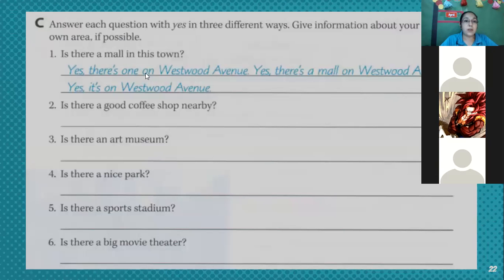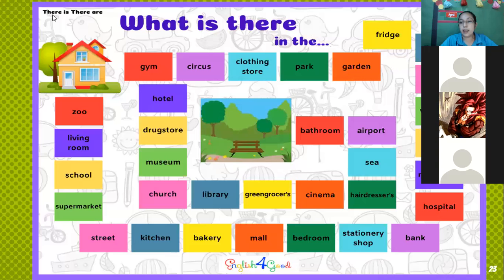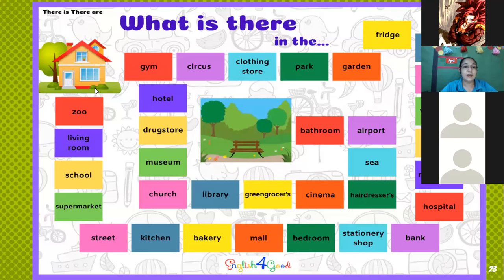Let's continue. Now this one is a game that I have here. This one is a question and you tell me an object that you can find in different places, but you use there is or there are. Let's start in order. Abby, what is there in the fridge? Or what are there in the fridge in that case? Because you can mention different things. What are there in the fridge? I don't hear you, Abby.